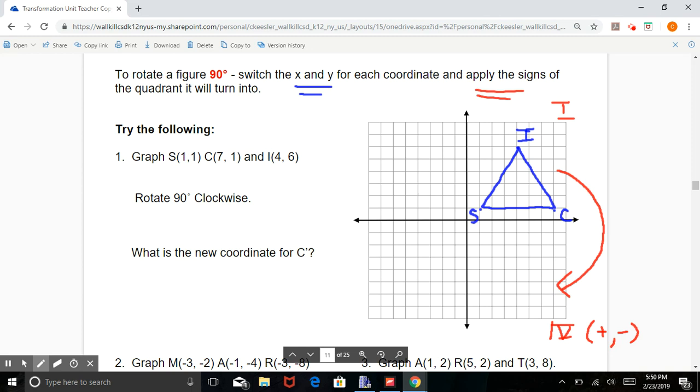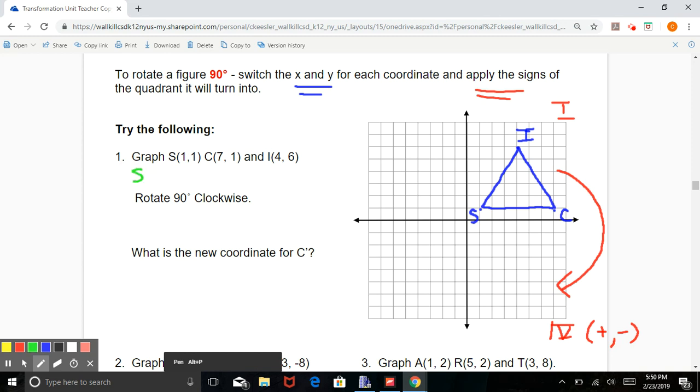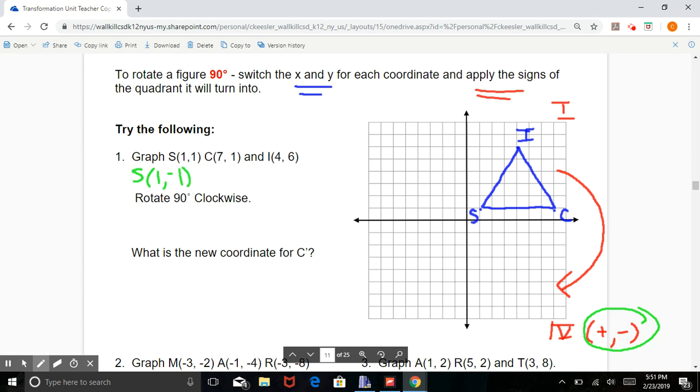So I'm going to start by rewriting my coordinates. So S prime, if we switch the X and Y, it's still 1, 1, but then we change the signs to fall into the fourth quadrant. So we have +1 and -1 for S prime. Then C prime, switching the X and Y results in 1, 7. And then applying the signs positive, negative, so +1, -7. And then I prime, switching 4, 6 to 6, 4. And applying the signs, positive, negative, so 6, -4.